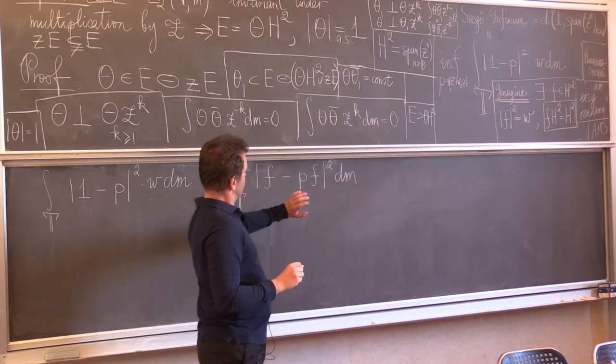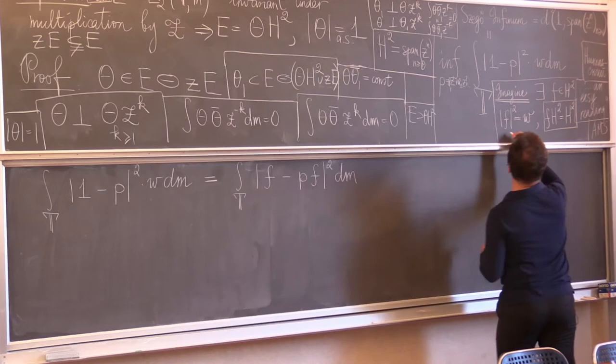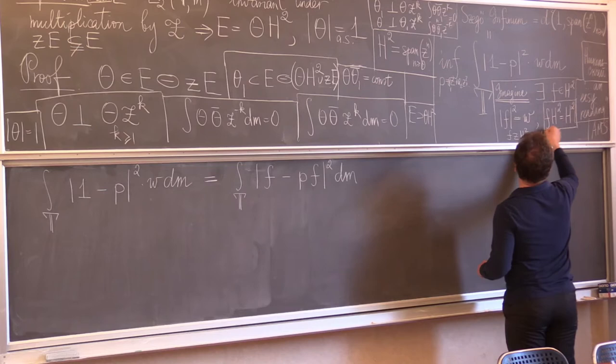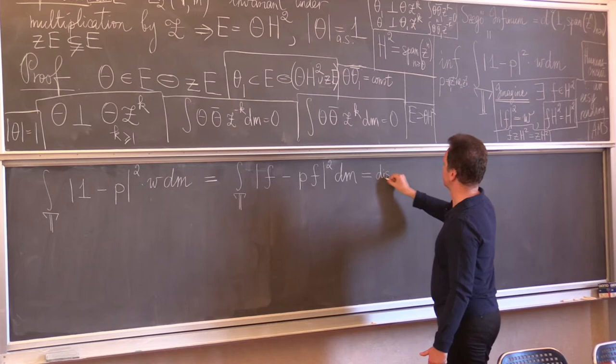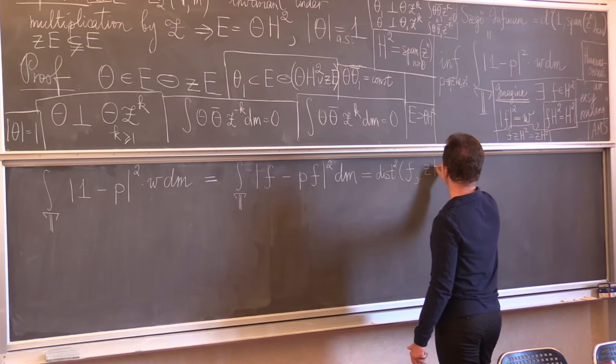But observe that, as we said, F H2 is equal to H2. So in particular, obviously, F Z H2 is equal to Z H2. So this quantity is equal to the distance squared between F and Z H2.